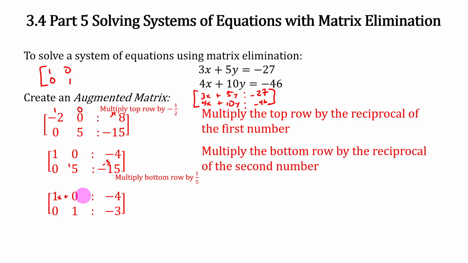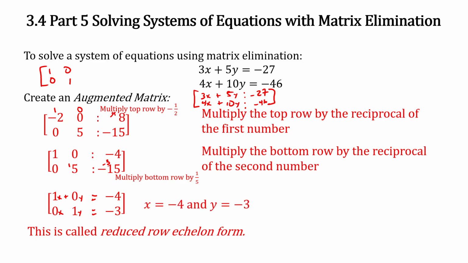1x plus 0y equals -4. 0x plus 1y equals negative 3. By the way, this is called reduced row echelon form. There's the fancy math term for it. But what it means is x is negative 4 and y is negative 3. You have solved that system.